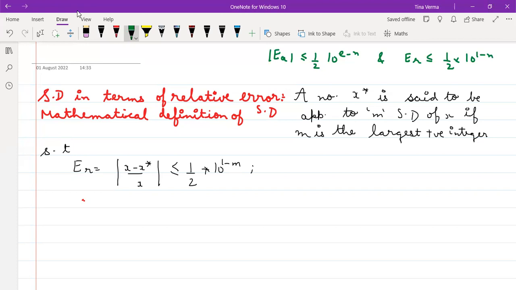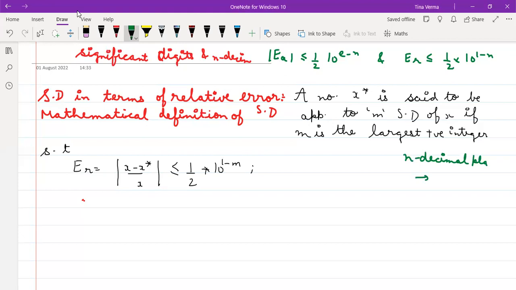Then I have told you about the significant digits and decimal places. What was the difference between significant digits and n decimal places? If it is given n decimal places, that means you can trust the digits after the decimal. But if it is given to you n significant digits, that means you can trust a total of n digits. So we have done an example for that.